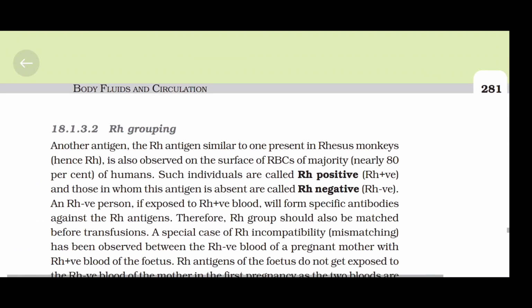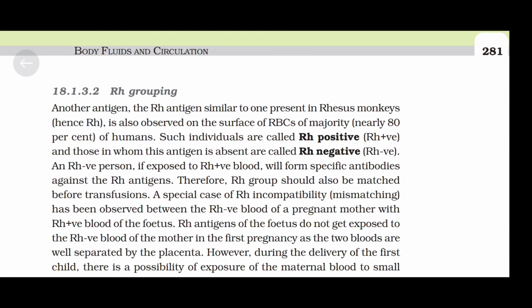Rh grouping. Another antigen, the Rh antigen, similar to one present in the rhesus monkey, hence Rh, is also observed on the surface of RBCs of the majority, nearly 80%, of humans. Such individuals are called Rh positive, and those in which this antigen is absent are called Rh negative. An Rh negative person, if exposed to Rh positive blood, will form specific antibodies against the Rh antigens. Therefore, Rh group should also be matched before transfusion.